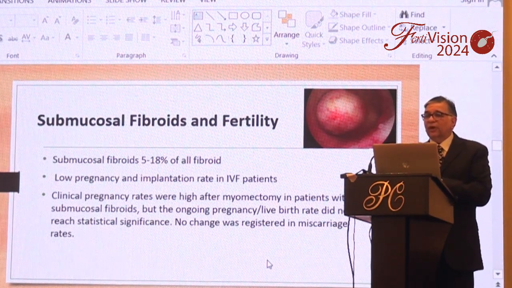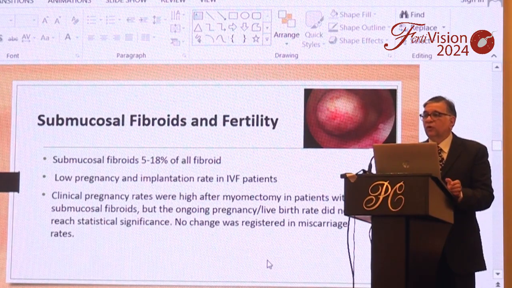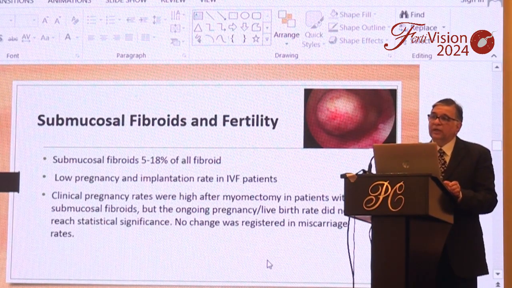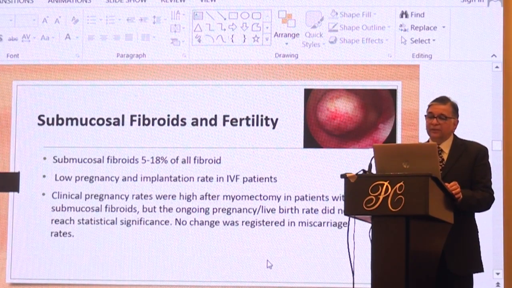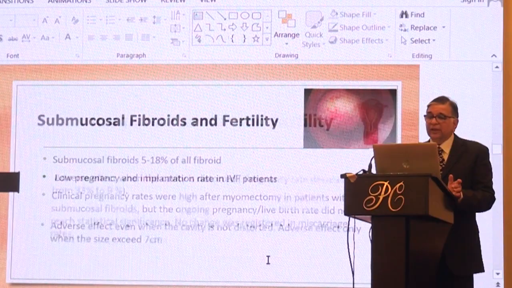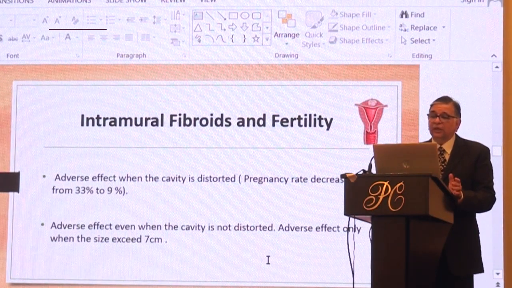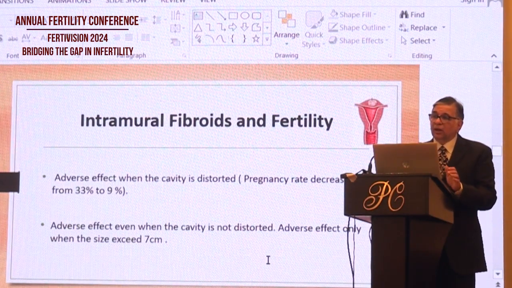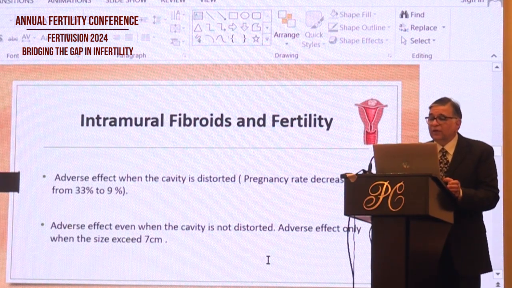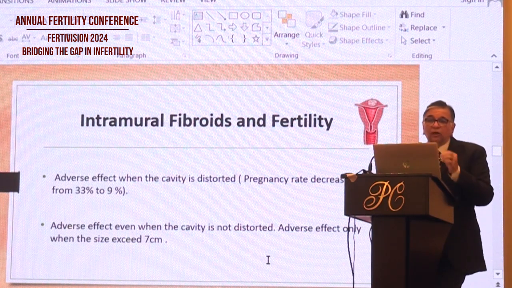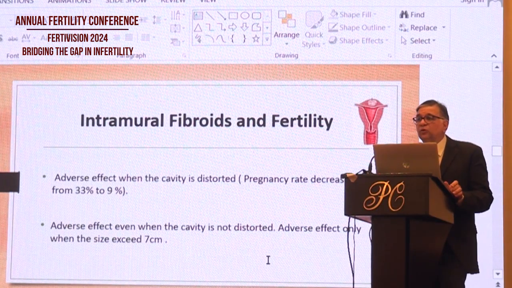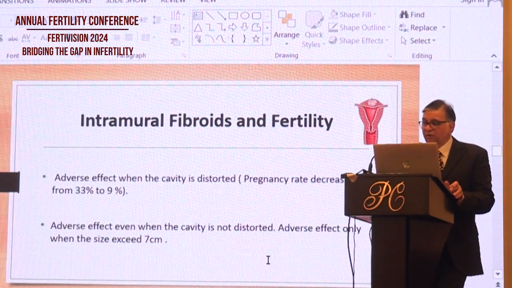Some mucosal fibroids have to be taken out if you're looking for fertility. You cannot leave them there and expect the woman to become pregnant, or if she becomes pregnant, to carry the pregnancy. They need to be managed. They can be managed in multiple ways; I'll get to that in a minute. But if you see a distortion of the cavity, that has to be addressed. So even intramural fibroids, which are partially projected into the uterine cavity, need to be addressed.